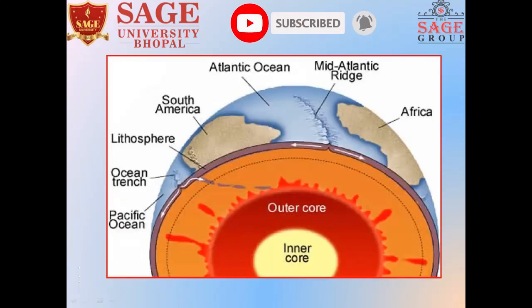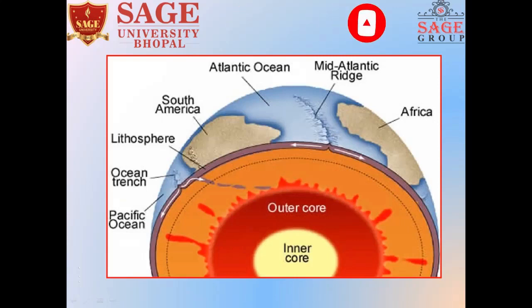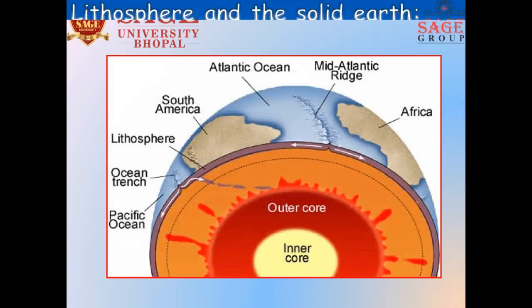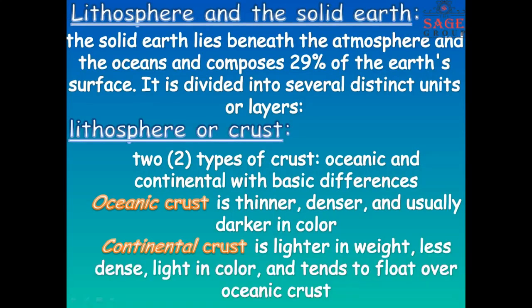This is another view of the Earth's section, which shows inner core, outer core, mantle, lithosphere, as well as the division of land and water on the Earth's surface. Now, what is the lithosphere and the solid Earth? The solid Earth lies beneath the atmosphere and the ocean, and it composes 29% of Earth's surface. It is further divided into several distinct units or layers. This is what I call lithosphere and solid Earth.